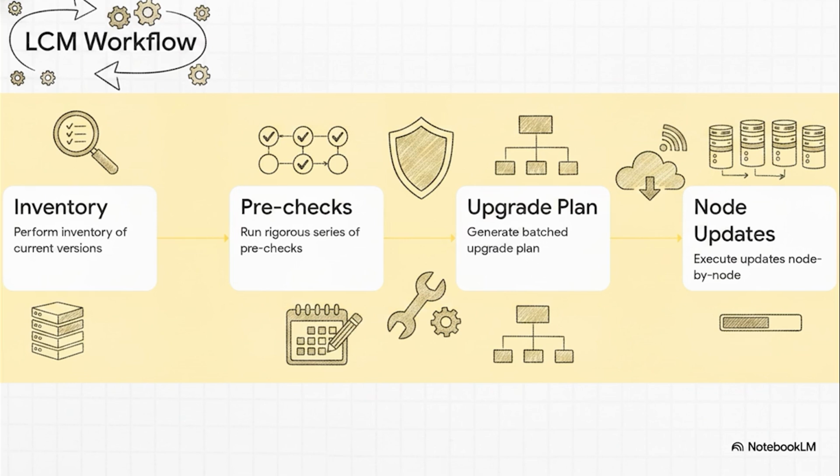Kind of cool, right? Then it moves to step 1, performing an inventory of your current software and firmware across the cluster. Step 2, it runs a rigorous series of pre-checks to ensure the environment is healthy enough to sustain an update. Step 3, it generates an upgrade plan, intelligently grouping and batching available updates based on those strict dependencies we talked about. And finally, step 4, it executes the updates node by node, patiently waiting for data resiliency to return to normal before it even thinks about touching the next node.